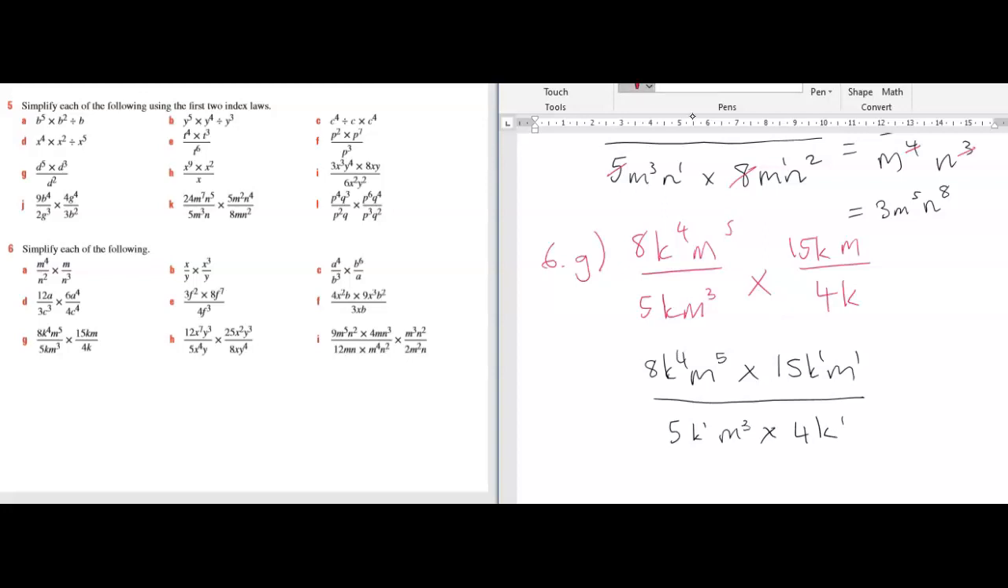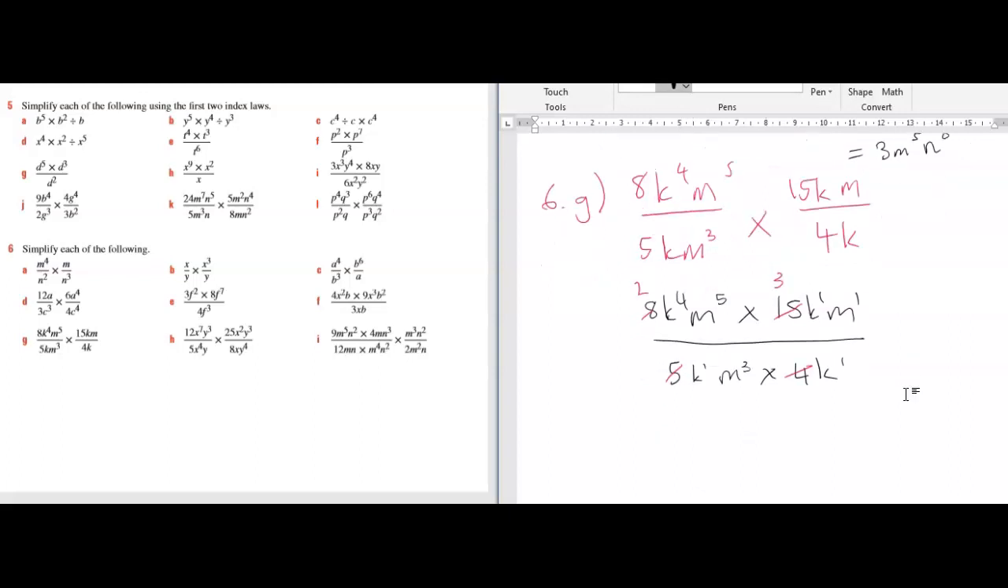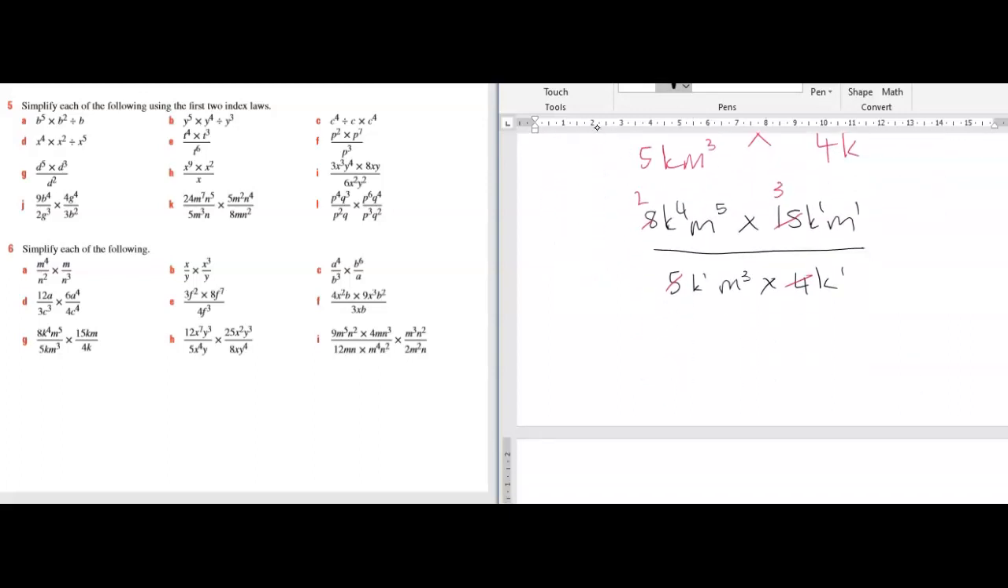Okay, so I'm just going to use a different colour to do my cancelling. So this 5 goes into 15 3 times. And this 4 goes into 8 twice. So I'm going to change that to a 2. And I'm going to scroll. Let's fit everything on one page. So on my numerator, I've now got 2 times 3, which is 6. K to the power of 4 plus 1, which is 5. M to the power of 5 plus 1, which is going to be 6. And then on the bottom, I've got K to the power of 2, M to the power of 3.